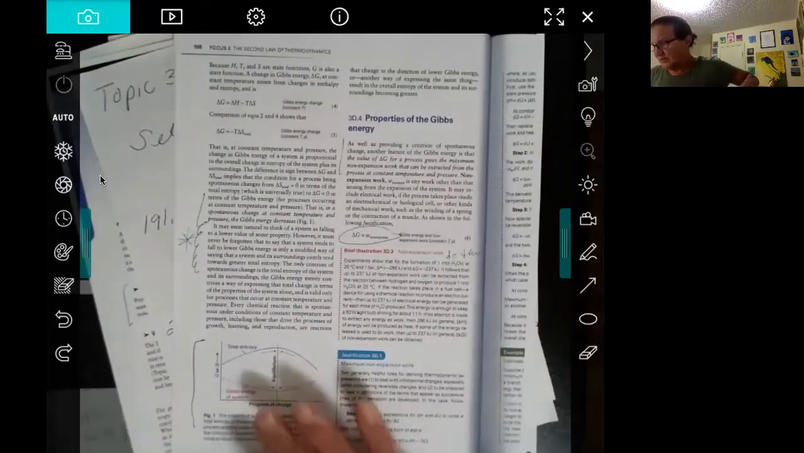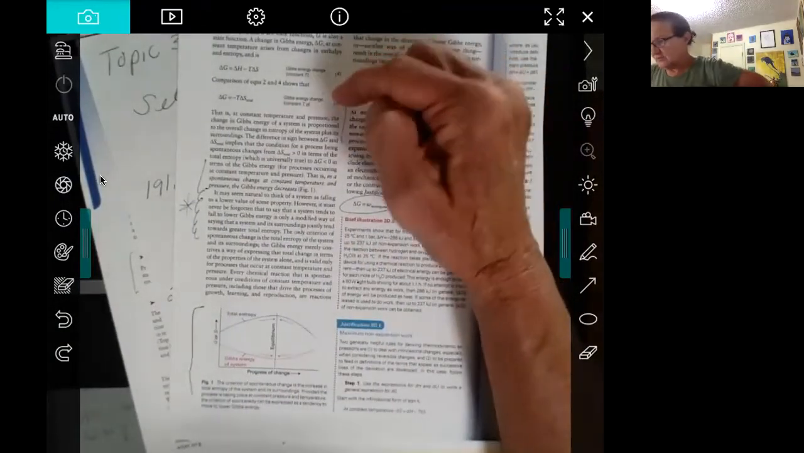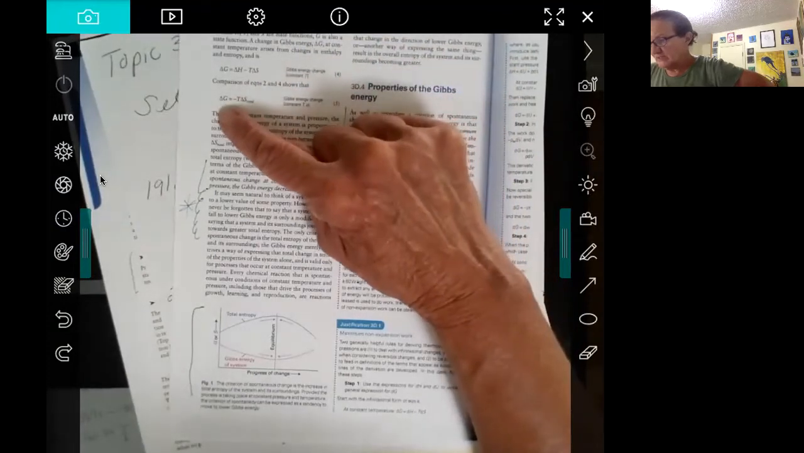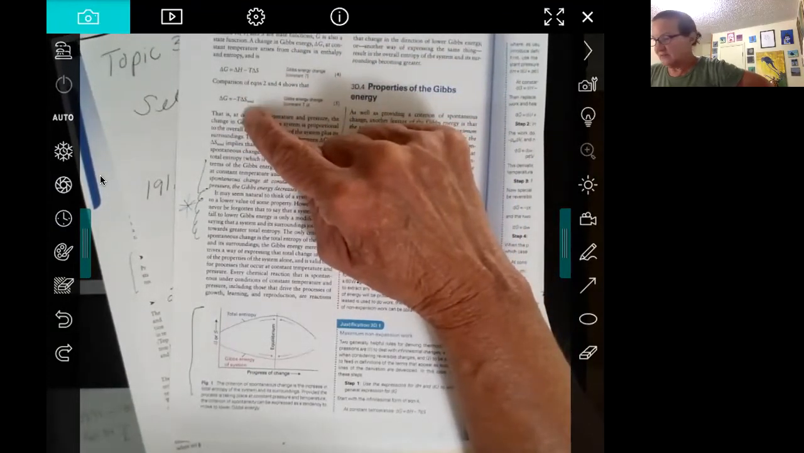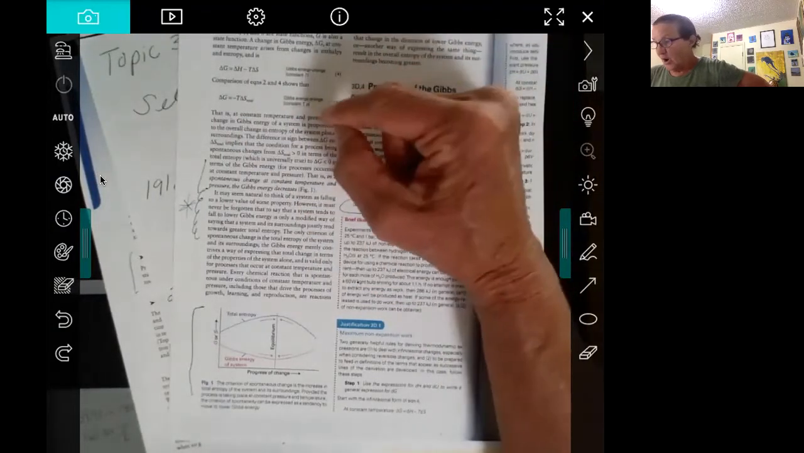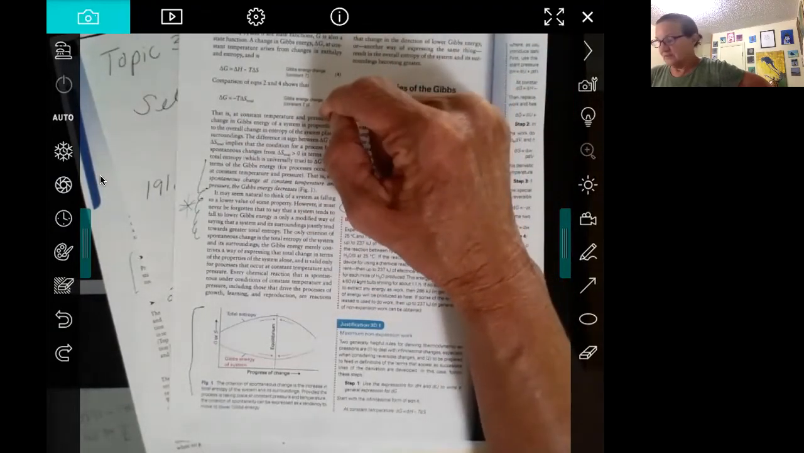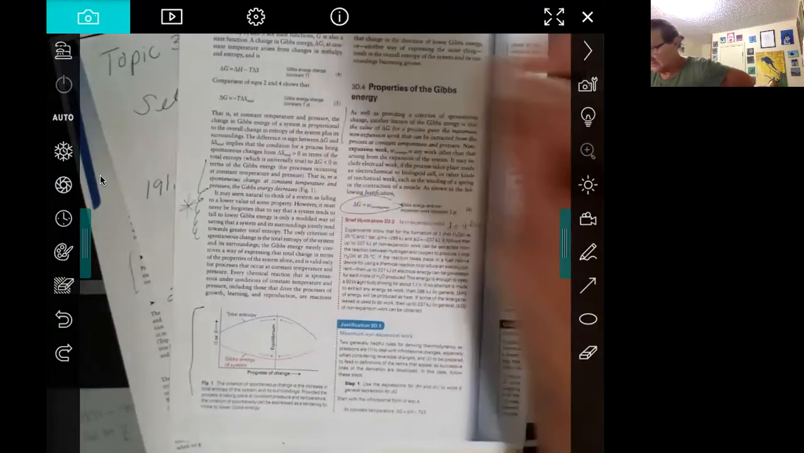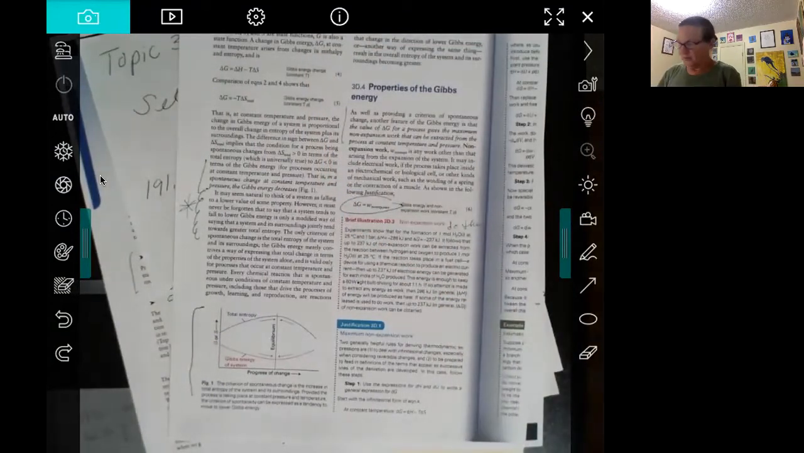Okay, so we went through that. So that's one use for Gibbs free energy. If Gibbs free energy is negative, that means the delta S of the universe is positive and the process will be spontaneous. Only true if it's at constant temperature and pressure. Otherwise, that's not true. We derived that and we took both of those into account.